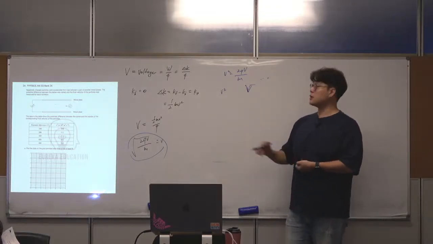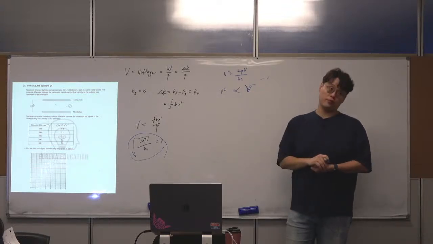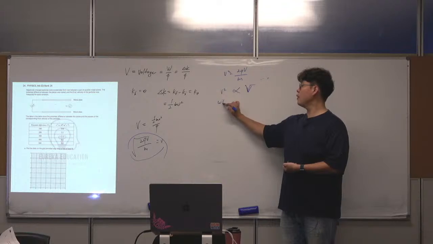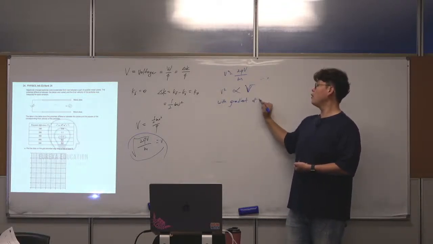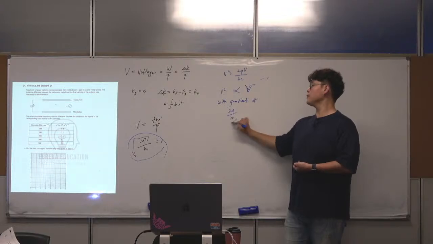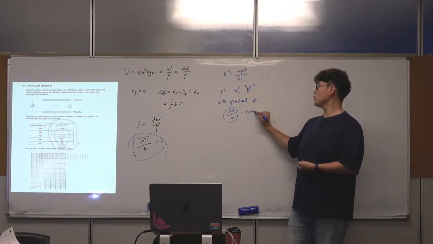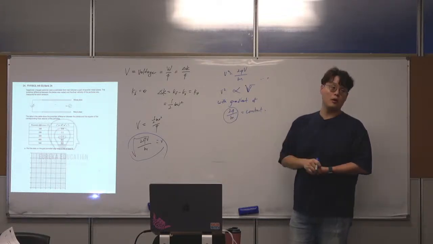Can we say these two are directly proportional? Yeah. With the gradient of what? 2q over m. This is the constant value, isn't it?